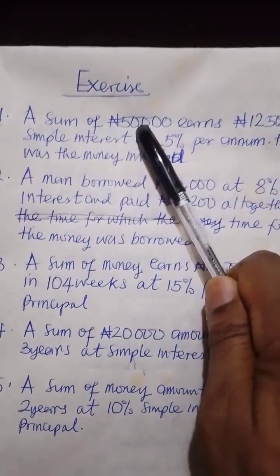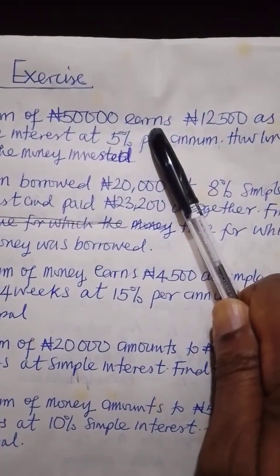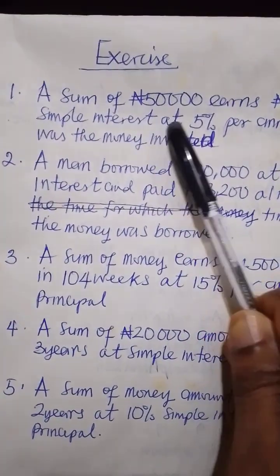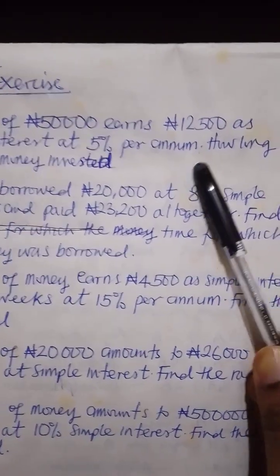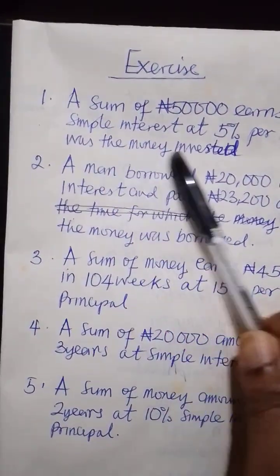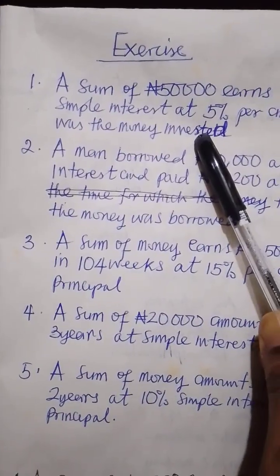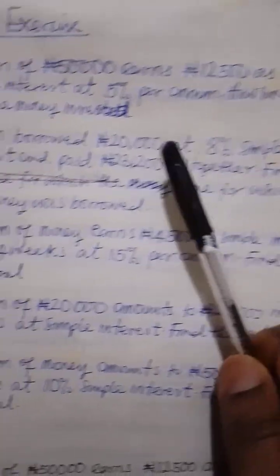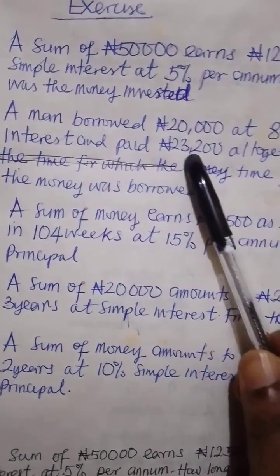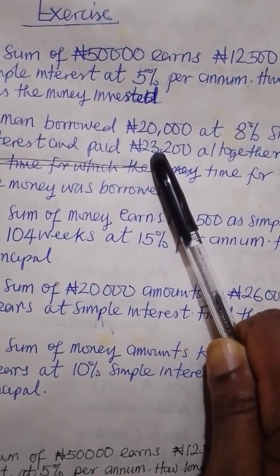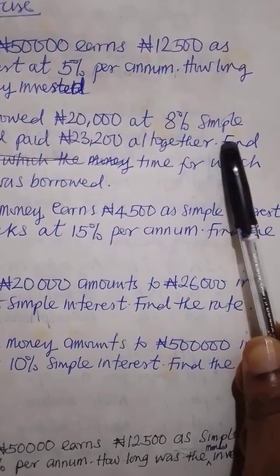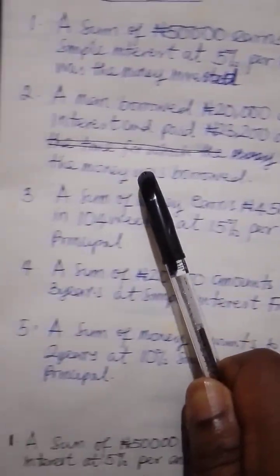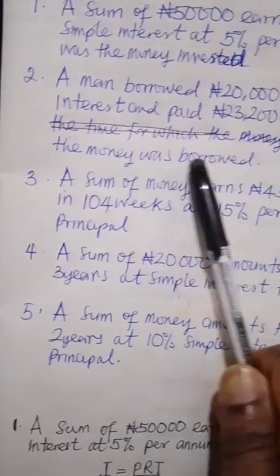A sum of 50,000 earns 12,500 as simple interest at 5% per annum. How long was the money invested? Question number 2. A man borrowed 20,000 at 8% simple interest and paid 23,500 all together. Find the time for which the money was borrowed.